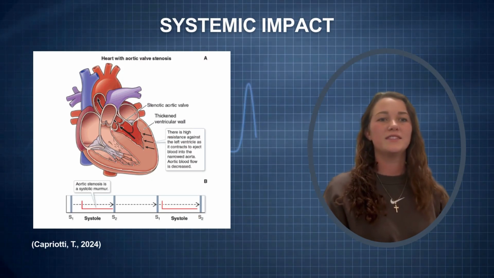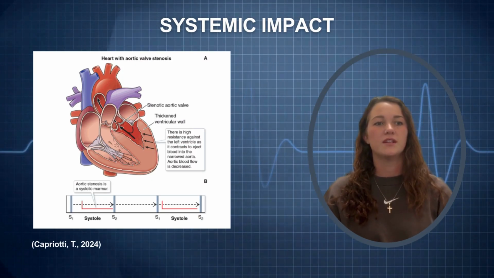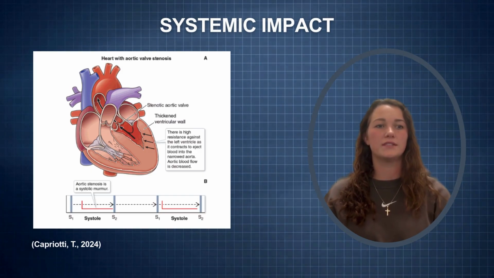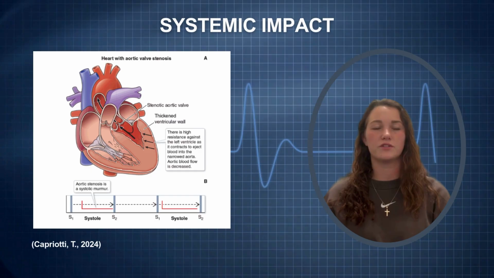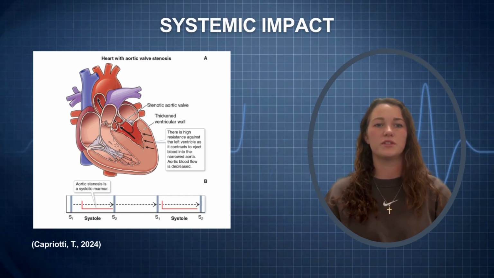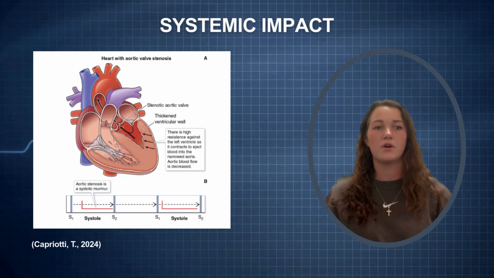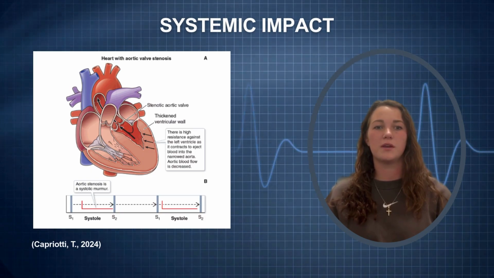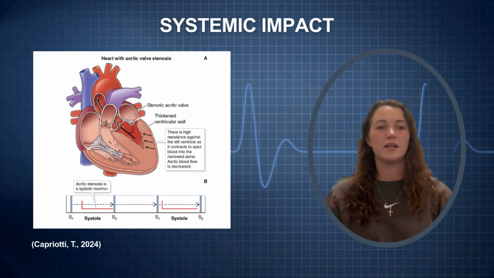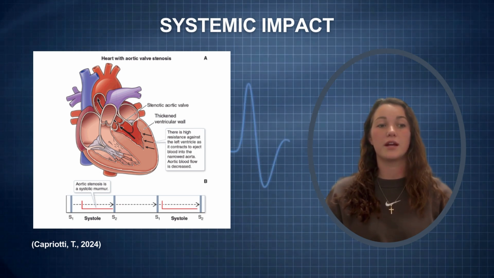Okay, now let's take a look at what aortic stenosis does to the body and what we would assess as nurses. Starting with the cardiovascular system, when the aortic valve narrows, it creates an obstruction for blood leaving the left ventricle during systole. The heart has to work harder against that resistance, which leads to left ventricular hypertrophy as a compensatory mechanism. Over time, the muscle's oxygen demand outpaces the coronary supply, resulting in myocardial ischemia and angina. This also decreases the stroke volume and reduces cardiac output.